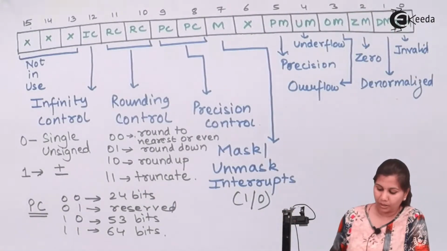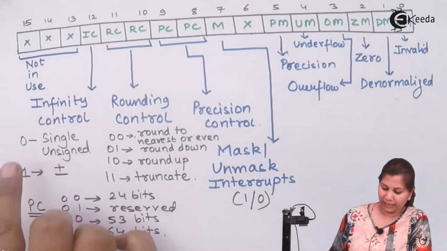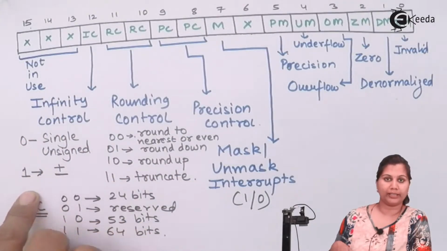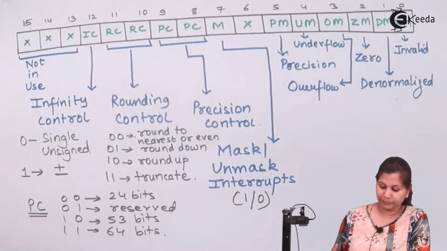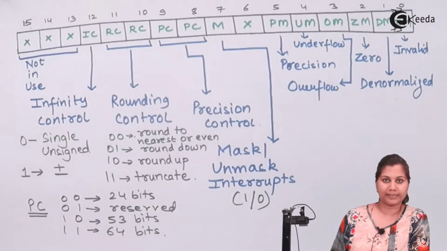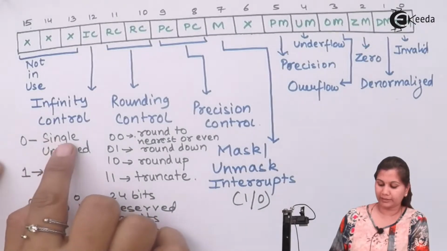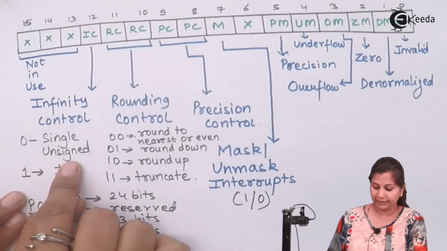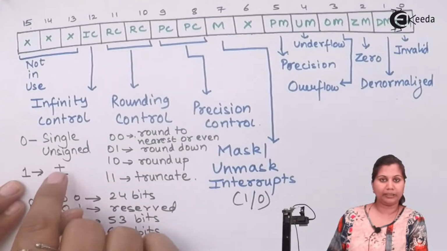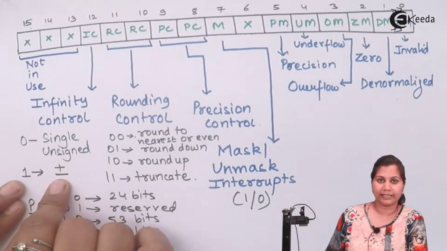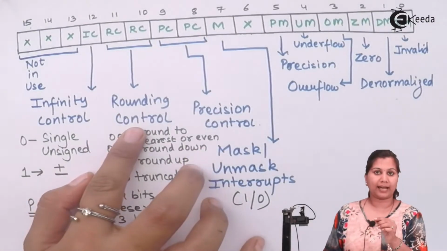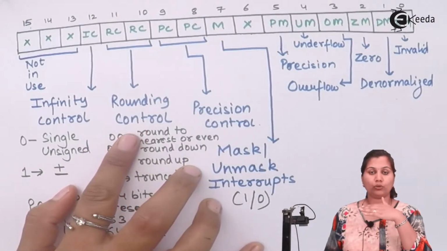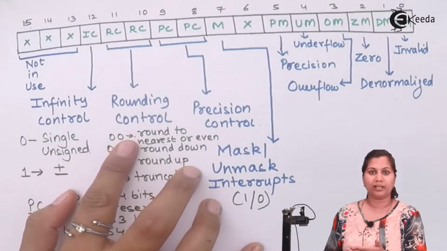Now in the infinity control we have 0 and 1. So it provides the type of projectivity or assignment to the numbers given. If it is 0, then the number will be single and unsigned, and if it is 1, then it will be treated as either positive or negative. Affinity will be provided. Then rounding control means that when we have a number, to what nearest digit it will be rounded off.